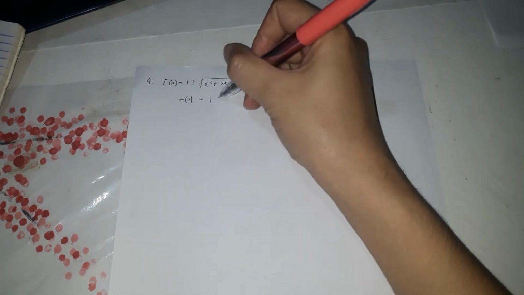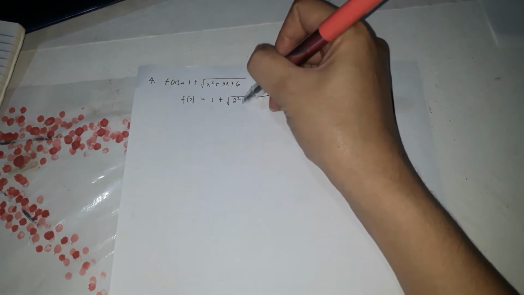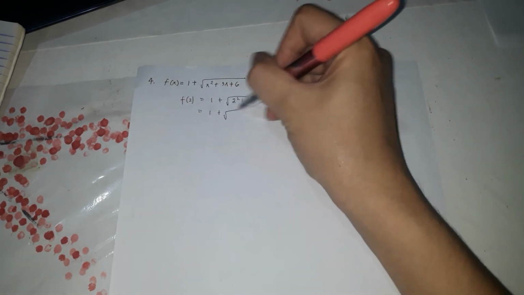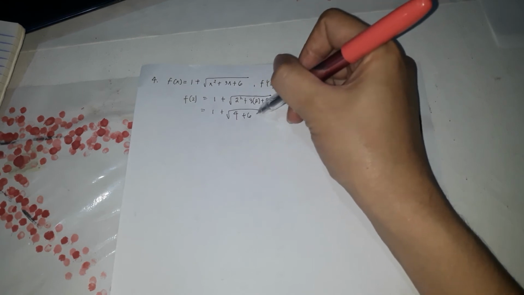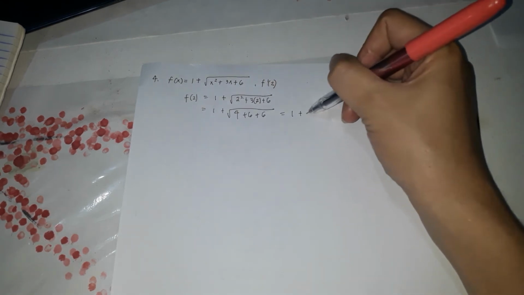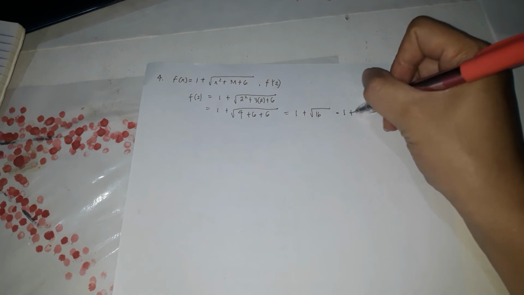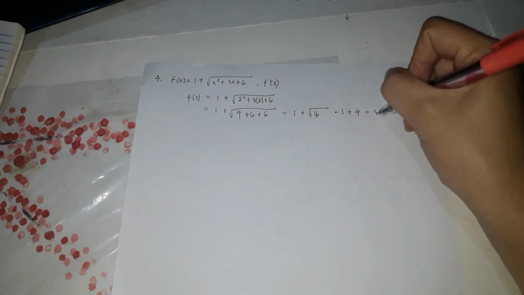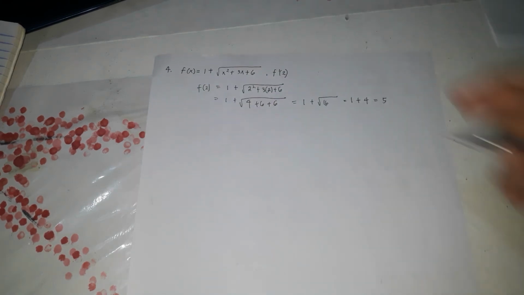So next, the last one, f of x is equal to 1 plus the square root of x squared plus 3x plus 6, derivative of the function at 2. So we're going to solve first f of 2, which is equal to 1 plus square root of 2 squared plus 3 times 2 plus 6. All x going to 2: 1 plus square root of 4 plus 6 plus 6, which is equal to 1 plus square root of 4 plus 6 is 10, plus 6 is 16, equal to 1 plus square root of 16 is 4, because 4 times 4 is 16. So 1 plus 4 is equal to 5. So this is f of 2.